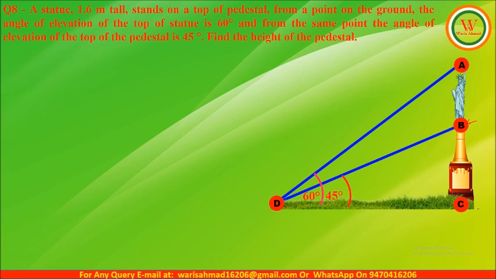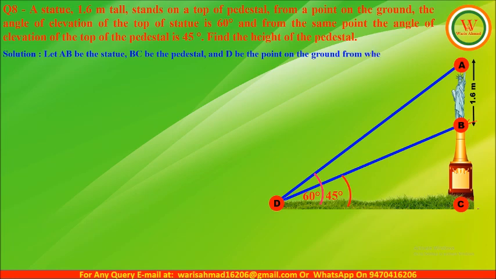Height of the statue is given 1.6 meter. So we can write here the measurement of AB is given 1.6 meter. Now let us see the solution of this question. Let AB be the statue, BC be the pedestal, and D be the point on the ground where the elevation angles are to be measured.